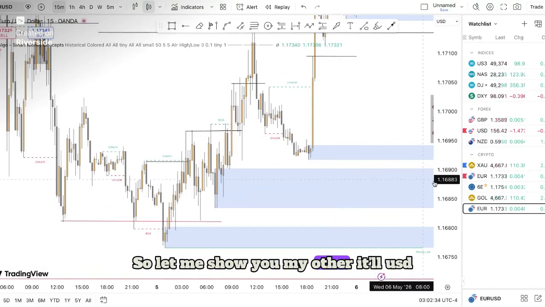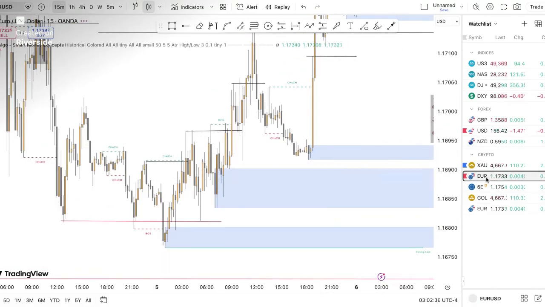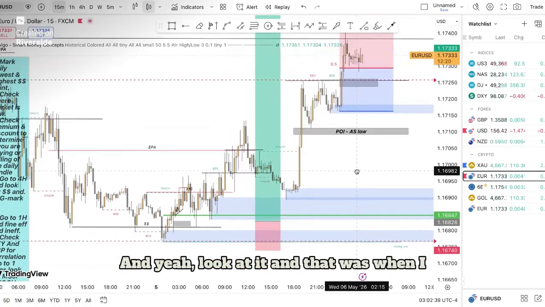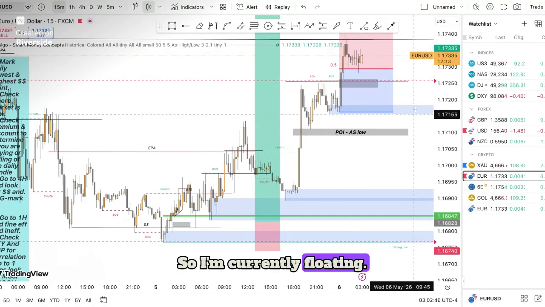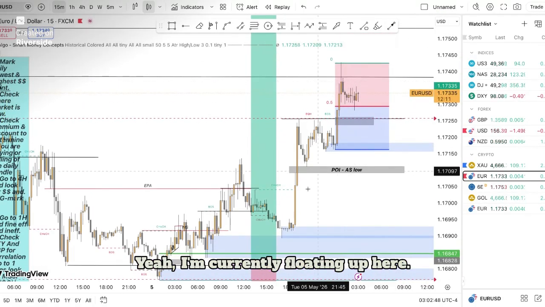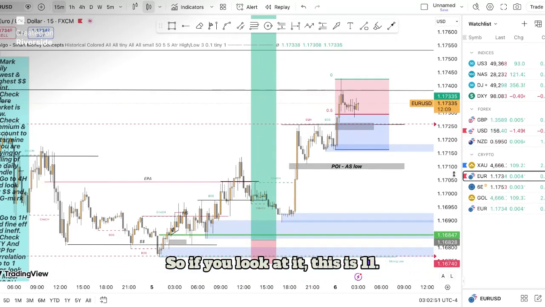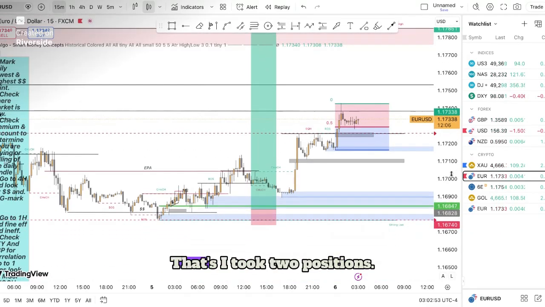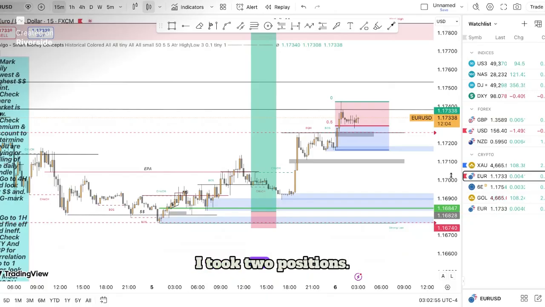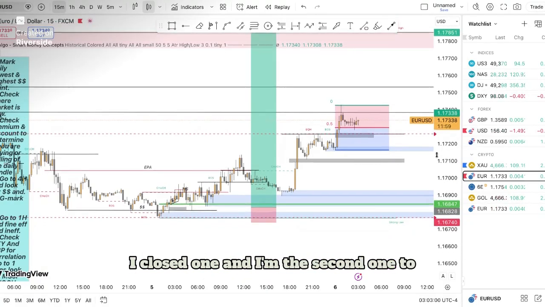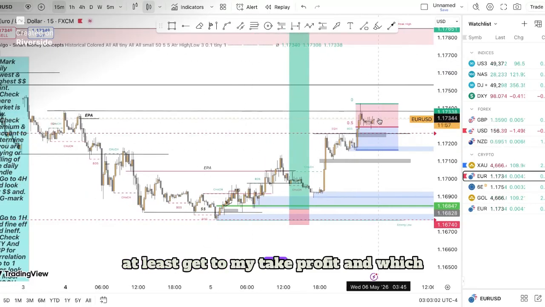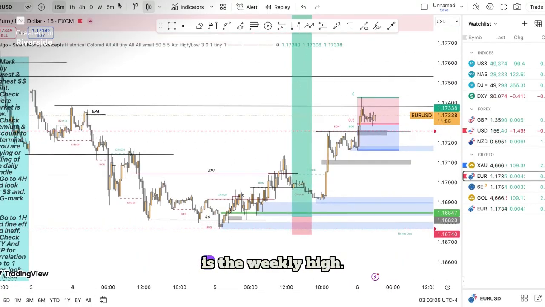So let me show you my other EUR/USD. And that was when I took my entry. I'm currently floating. If you look at it, this is 1 to 11. This is crazy, right? That's why I took two positions. I closed one, and I'm leaving the second one to at least get to my take profit, which is the weekly high.